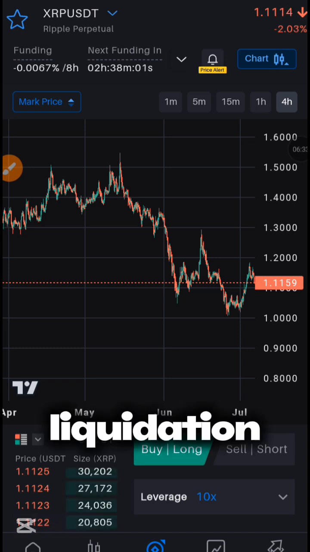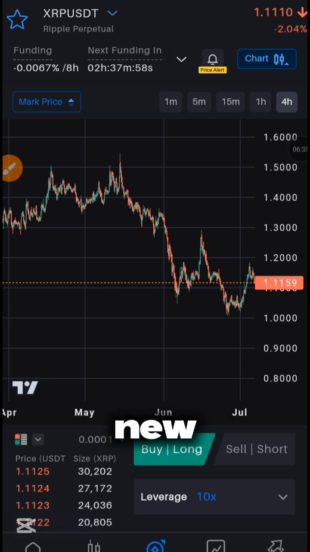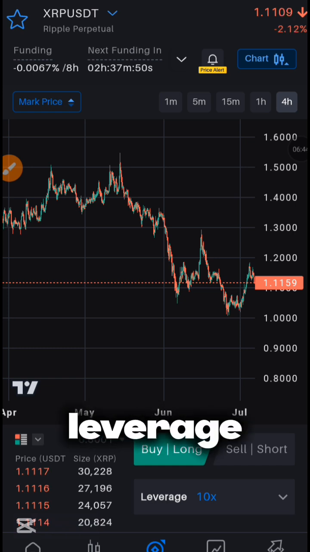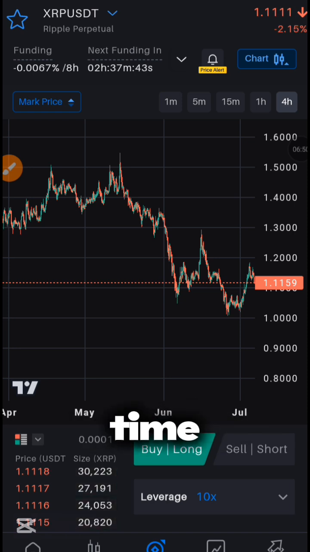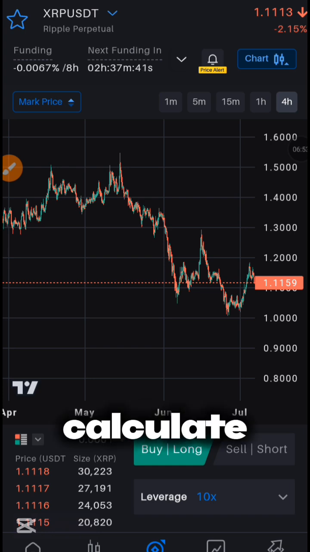That is liquidation. That is why we always advise new beginner traders to use money they are comfortable losing, or better still, use the leverage you are at peace with. So leverage is basically a profit amplifier and a risk amplifier at the same time. Alright, so this is how to calculate your P&L.